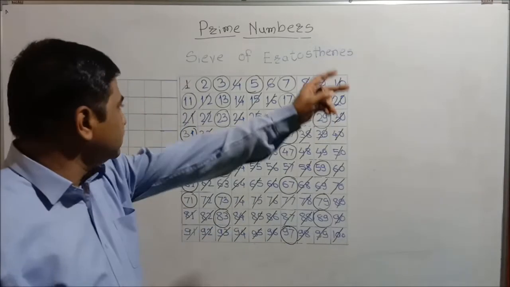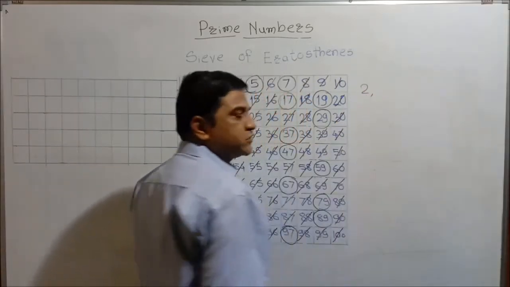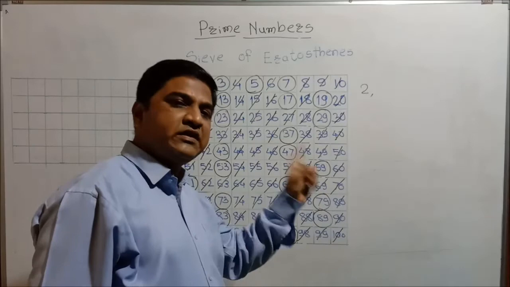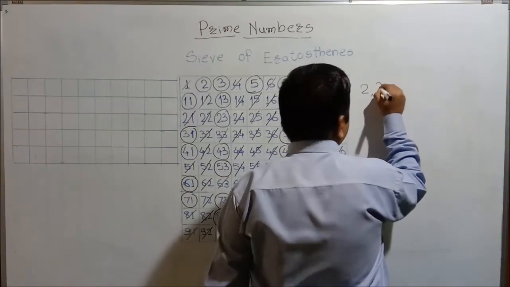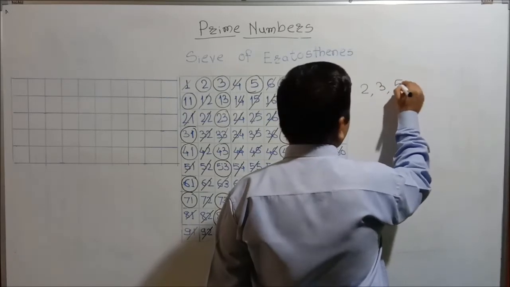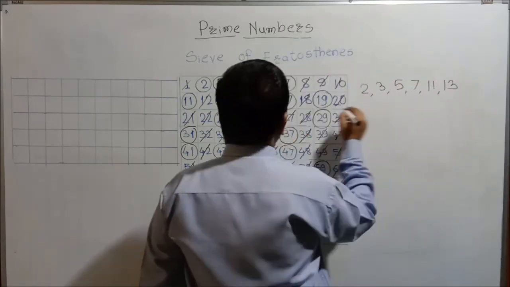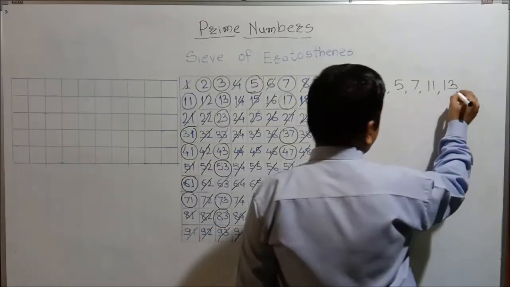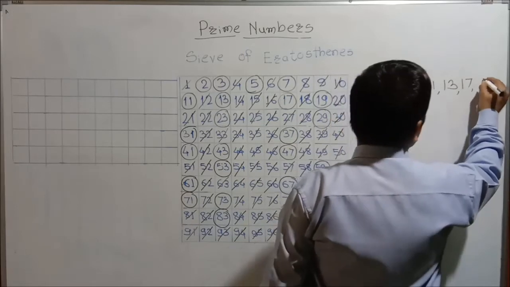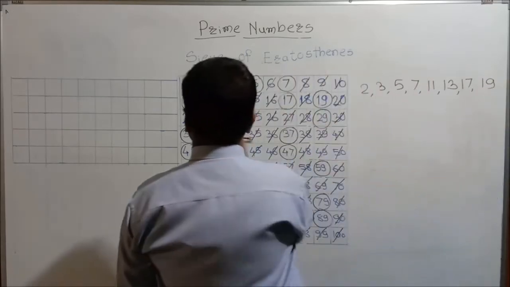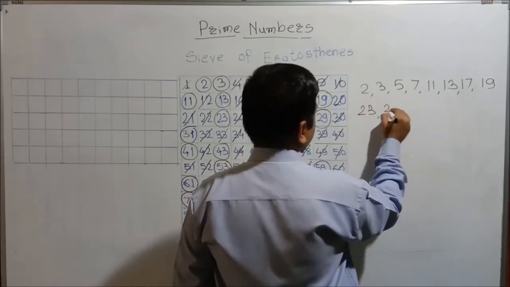So we will list down all the prime numbers from 1 to 100. 2 is the smallest prime number, and the only even prime number is 2. We have 3, 5, 7, 11, 13, then we have 17 and 19. After 19, we have 23 and 29.